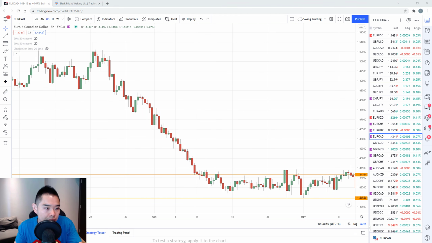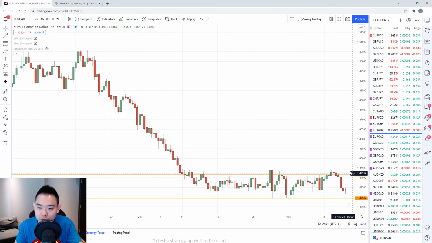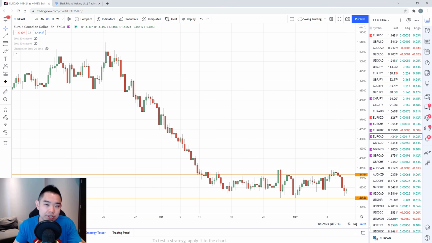my sell limit order, because I'm a cheapskate. I don't want to pay the market price. Somewhere about here, and the market just didn't reach my sell limit order. And the next thing I know, the market just went in my favor, and I just missed this potential winning trade over here.